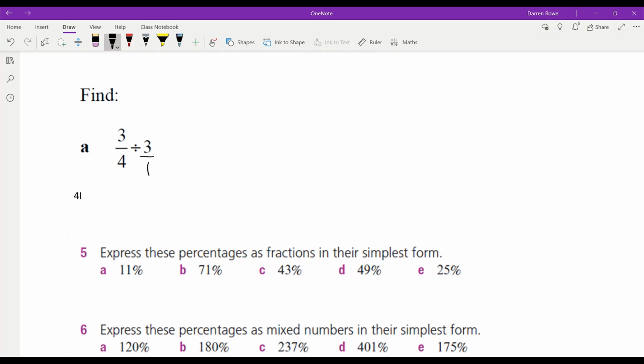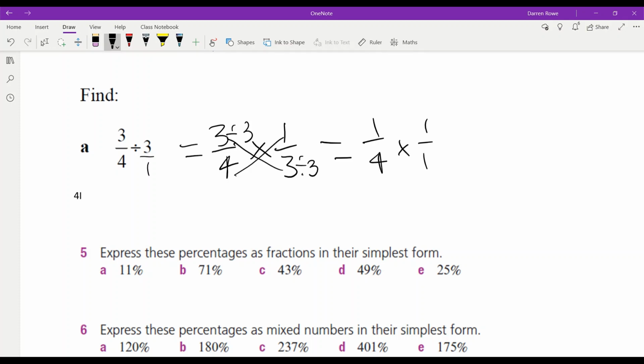But remember, we don't actually ever divide. We just do the reciprocal, swap it around, and then we times it. So that would equal 3 over 4 times 1 over 3. And again, you do your cross checks, so you can't do any of that. And then that you can divide by 3. Divide by 3, which equals 1/4 times 1 over 1, which just equals 1/4.